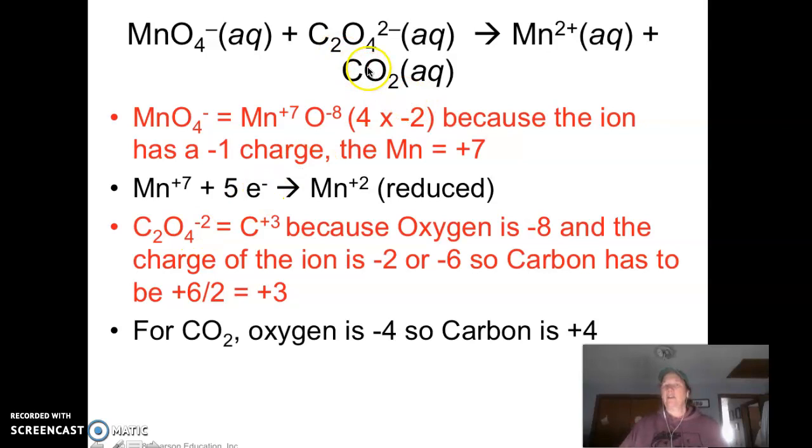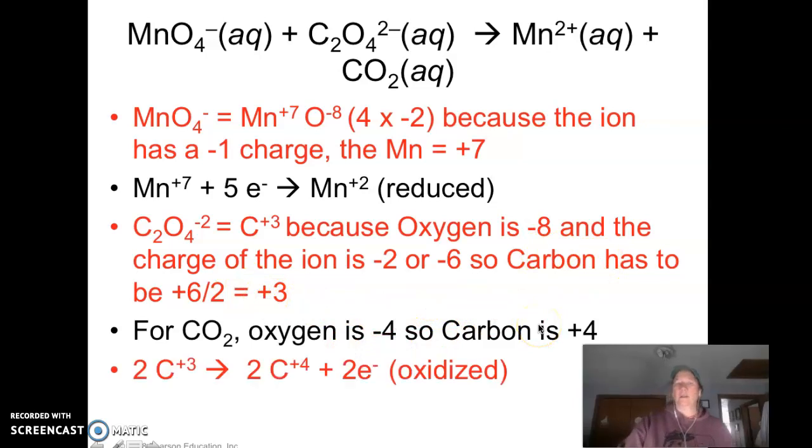Well, over here, carbon is in carbon dioxide. Oxygen, there's 2 of them, so that's -4. So the carbon has to be +4. There's no charge here, so this has to equal 0. So positives and negatives have to equal each other. So that's where I got the +3 to +4. And again, it's becoming more oxidized. It becomes more positive. Okay, where did I get the 2 electrons from?